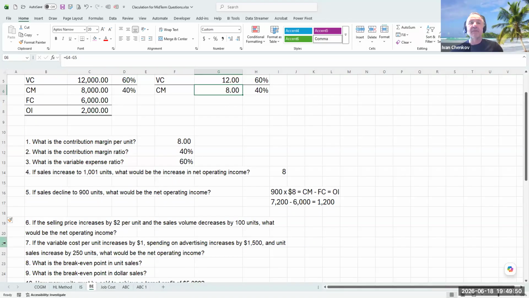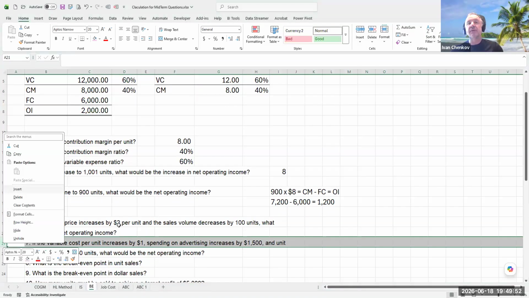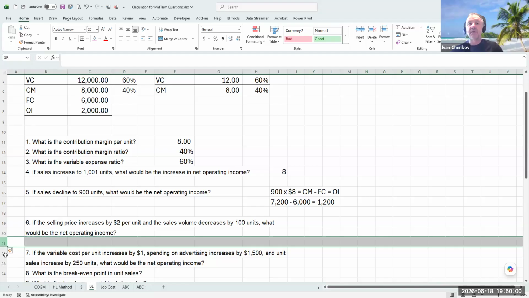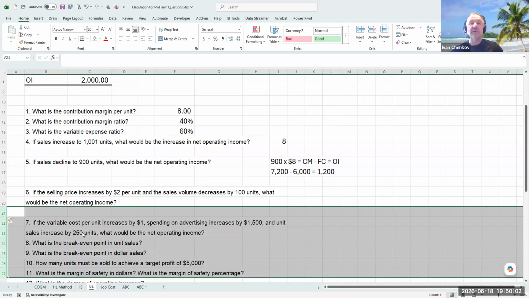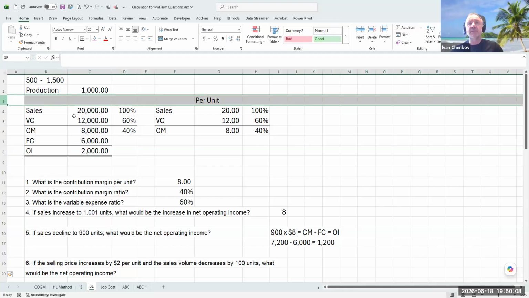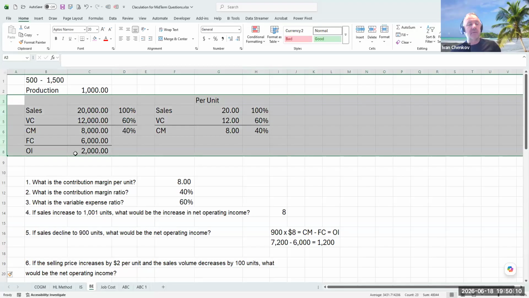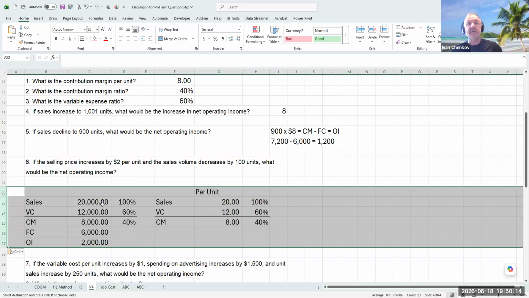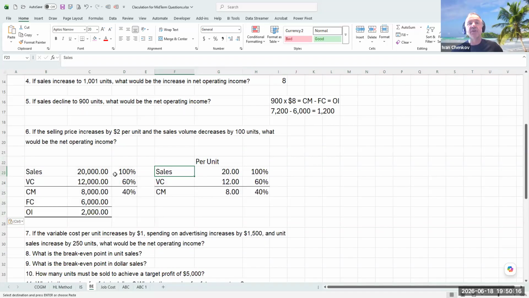What's going to happen if the selling price now increases by $2 and the sales volume decreases by 100? Now we're changing the cost structure. So if we do this, let's see what's going to happen. If we do this, we're changing everything. For that reason, I'm going to copy this and paste it here. So what's happened? We're changing the sales price. Sales price becomes 22.